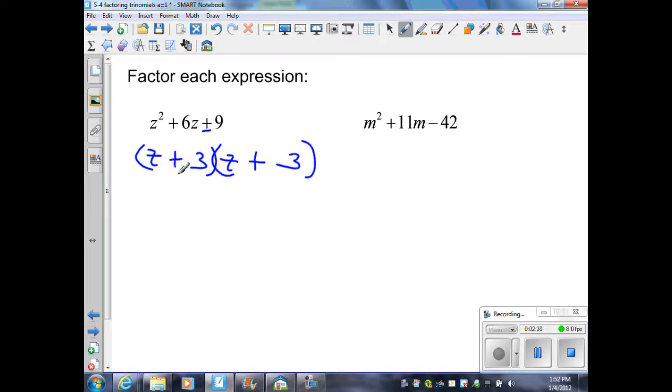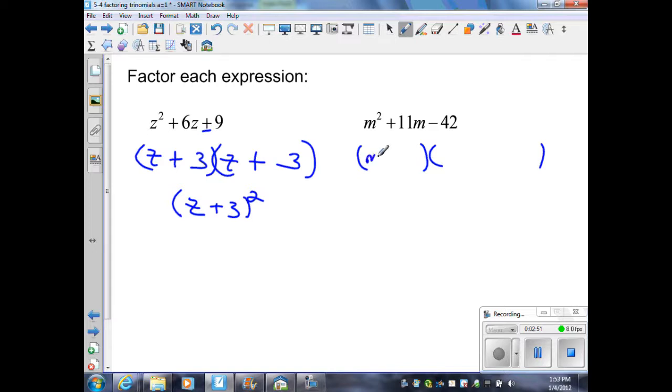Now, I recognize that these two expressions are the same and they are products, so I can rewrite that as z plus 3 quantity squared. So all this does is add an extra step to our solution. Our next example, again, a product of factors, two sets of parentheses.